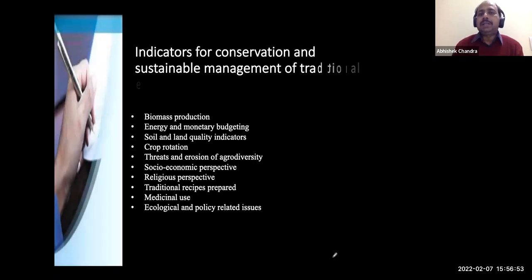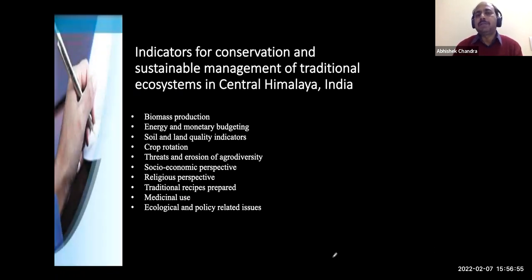So these are the indicators for the conservation and sustainable management of the traditional agro ecosystem in the central Himalayas. First thing is biomass production, which is used for organic carbon. Energy input budgeting is required. We can think about value-added products, which will increase the monetary benefits to the farmer. Soil and land quality indicators are required, because this ecosystem is very, very fragile and required for subsistence.